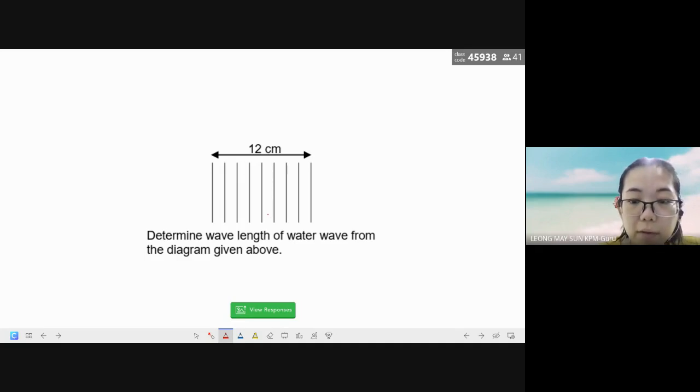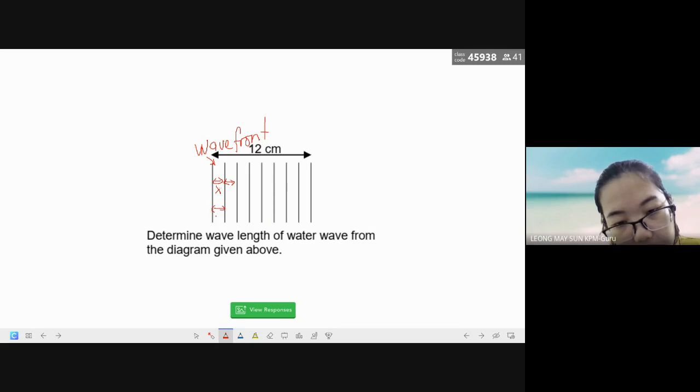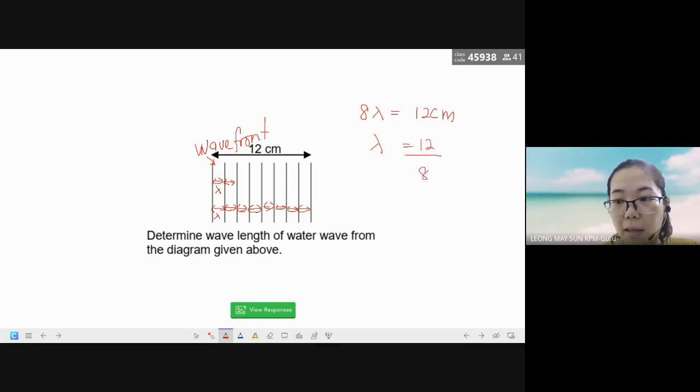When it represents a wavefront of a water wave, this is one wavefront, this is the second wavefront. Between two wavefronts is a wavelength. So we have 1, 2, 3, 4, 5, 6, 7, 8. You have 8 wavelengths, and the distance for 8 wavelengths is 12 centimeter. So the wavelength is 12 divided by 8. That's why some of you got 1.5 centimeter. This is how we determine the wavelength of water wave in the diagram above.